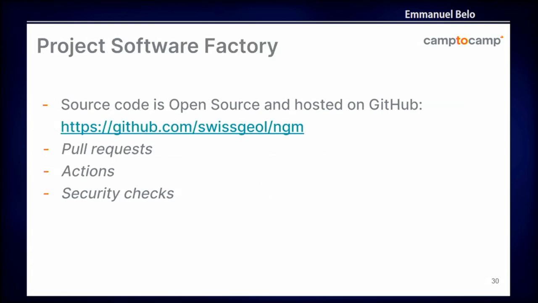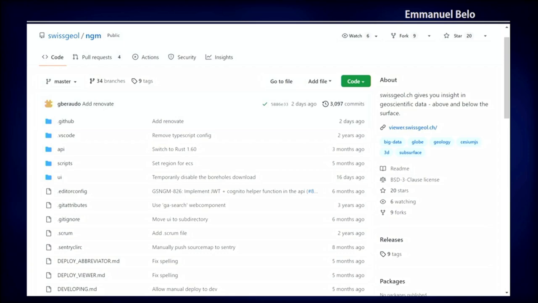And so it starts with a software factory. One of the tools these days is GitHub, and so we use it heavily with pull requests, actions, security checks, and so on. So you can have a look here. It's public, as you can see, more than 3,000 commits, many branches, and if you go here you will also find all the tags when, at the end of each sprint, we deliver the software to be put into integration.